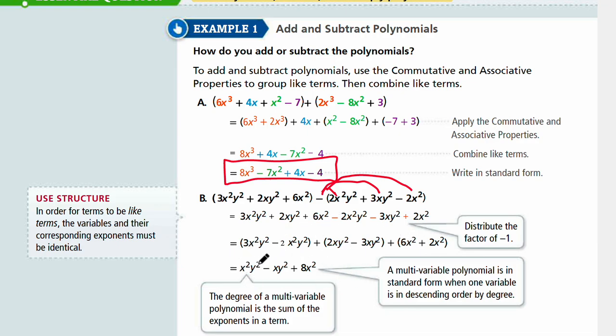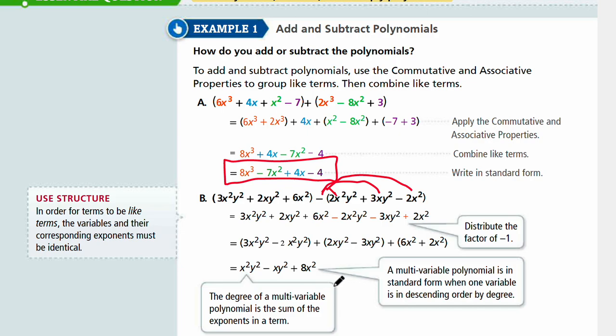So if you have something that looks weird like this, x squared y squared, the degree of a multivariable polynomial is the sum of the exponents in a term. So you look at the powers and you add them. 2 plus 2 is 4. So that's the degree of this term. And this is 1 plus 2, so the degree of the second term here is 3. And this is 2. So this is already in standard form, looking at the degree.